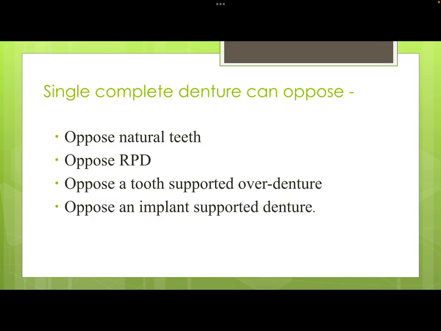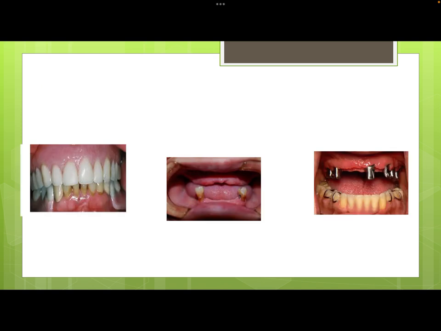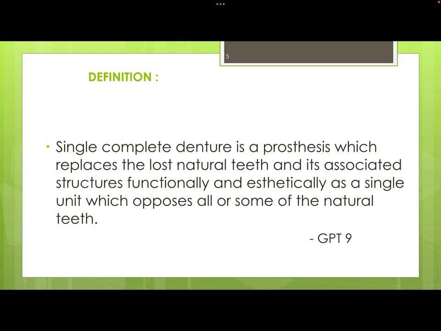Usually single complete dentures can oppose natural teeth, an RPD, a tooth supported overdenture, or an implant supported denture. This picture shows a complete denture which is opposed by an RPD. The second picture shows it opposed by a natural tooth, which can be used as an overdenture, and the third one is implant supported.